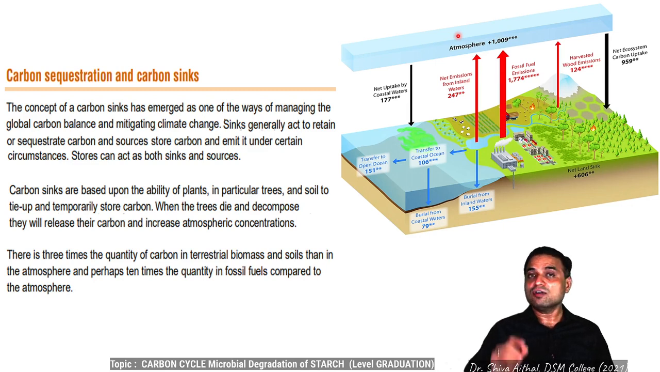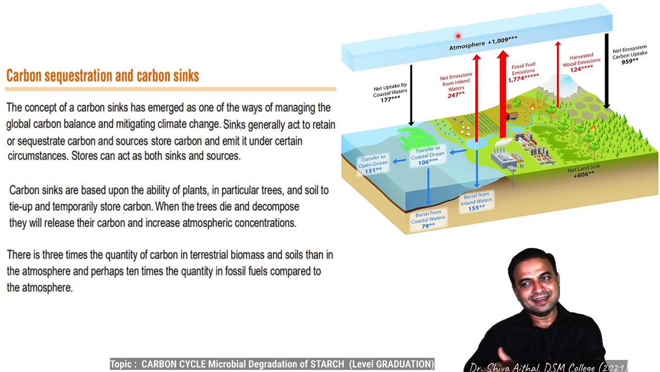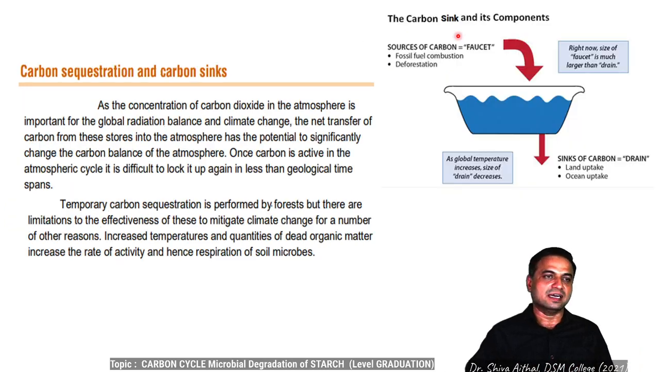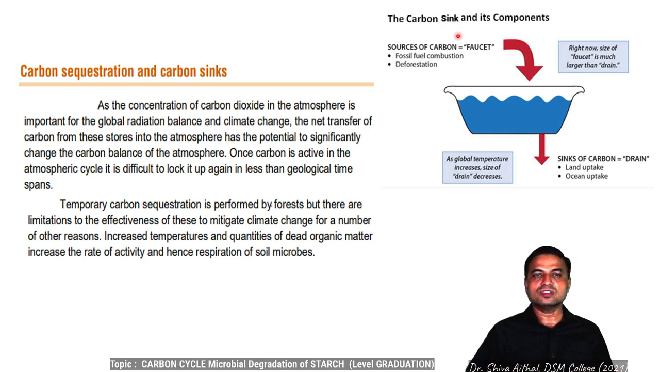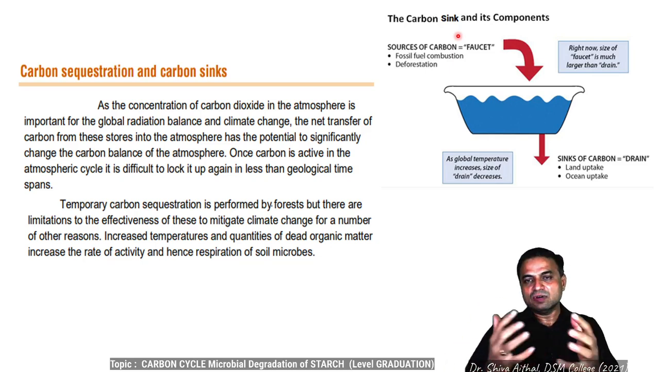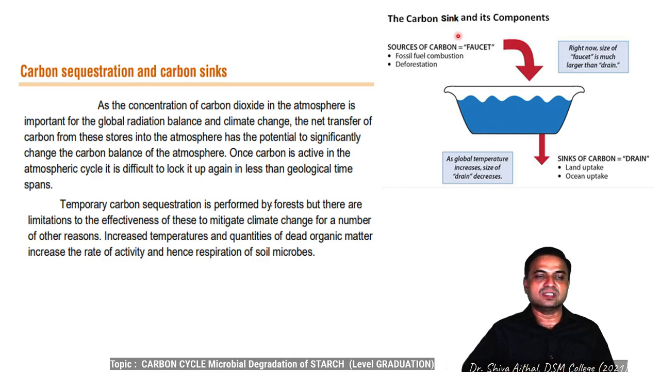The quantity of carbon sequestered, meaning stored, is in the terrestrial biomass and the soils. The quantity of carbon in terrestrial biomass is more than in soils, and terrestrial is larger than the atmosphere. So carbon sequestration acts as a sink or a storehouse, and the concentration of carbon dioxide in the atmosphere is determined by degradation of this sink.